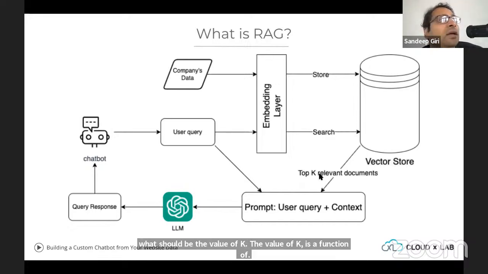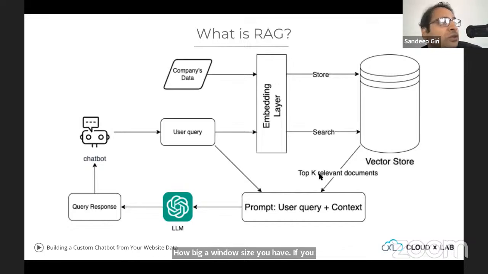If you're using a model which is good enough and can hold multiple paragraphs, then you can go for K equal to 5, 6, whatever fits your prompt size. I hope that answers your question.